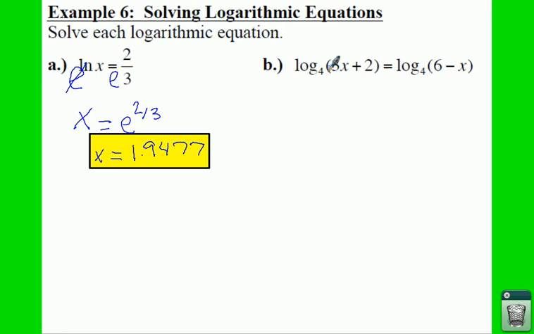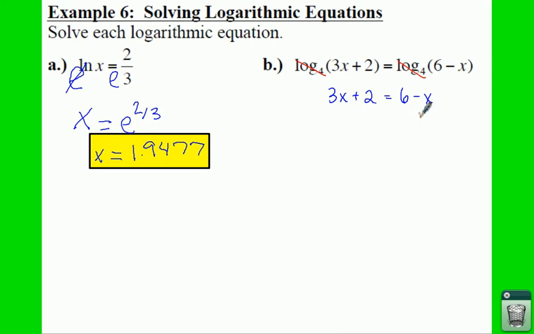Here for letter B, this one's not so bad either if you use one of your properties of equality from back in 3.3. Notice that your logs are the same base on both sides, so you cancel, and you end up getting just a 3x plus 2 on the left, and that's going to be equal to a 6 minus x on the right.